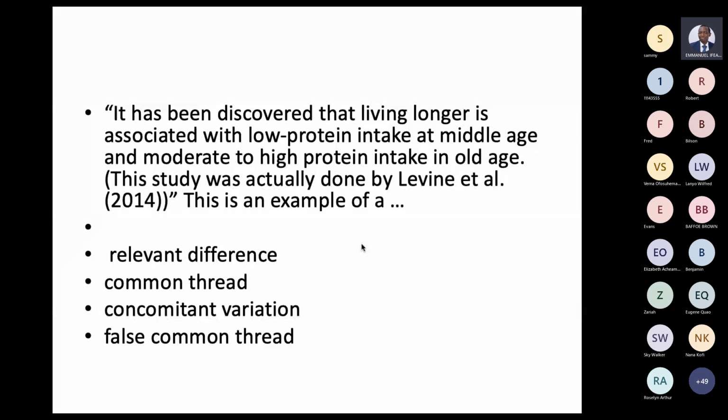So can you explain? Can you teach me why you selected that? Yeah, because it talks about how long you can live based on the degree of protein that you take. So it's comparing the degree of something. So it's concomitant here. Yeah, that's fine.